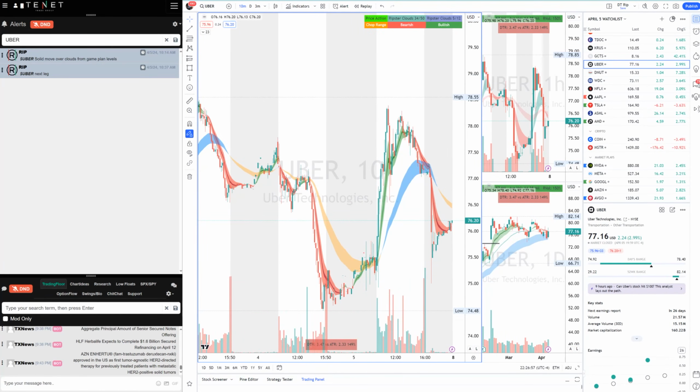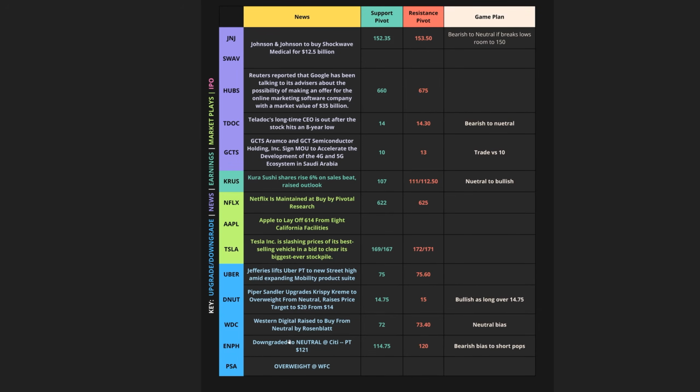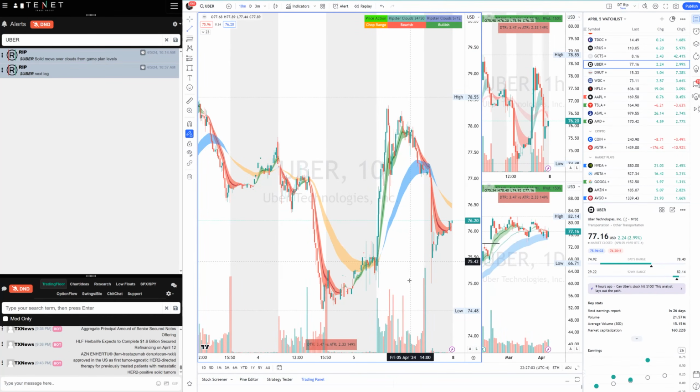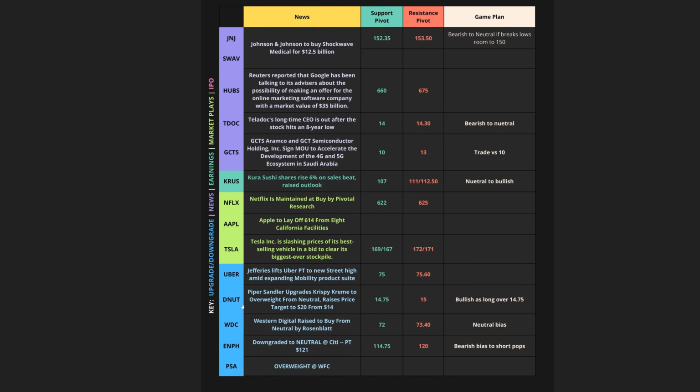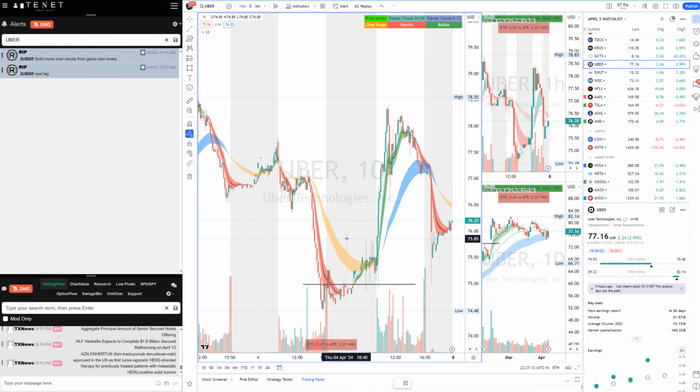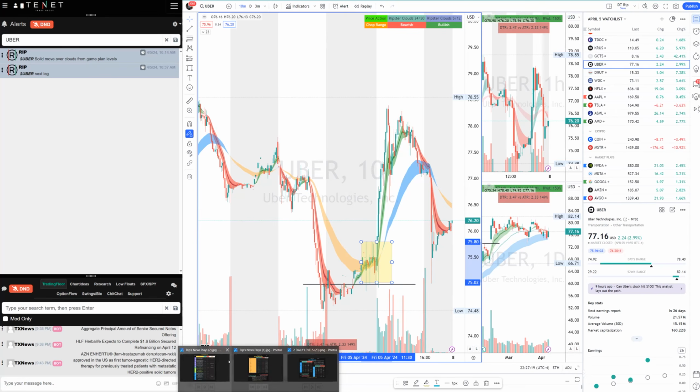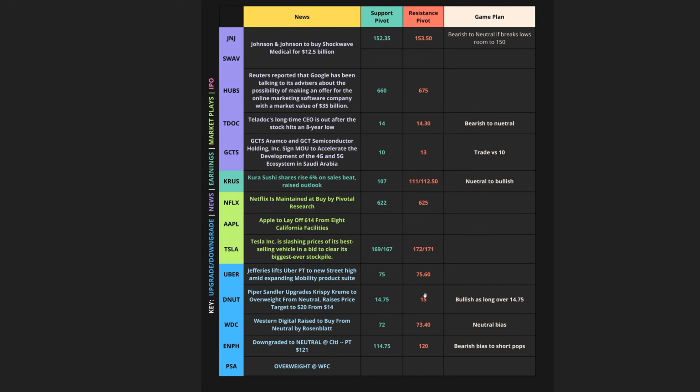But I just want to show you that once it was over our pivot levels, 75.60, it never looked back. And look where it bounced. I gave the 75 level as a support, right here. And that held. And then breakout of the upside pivot, and it never looked back. So that was a great trade by the game plan levels. Look at my levels and look at the game plan, and it's all by the system.